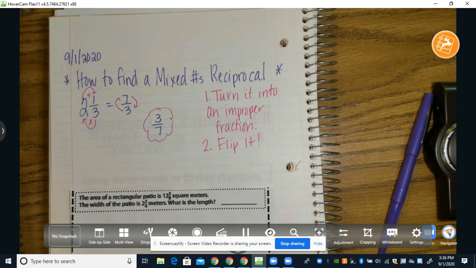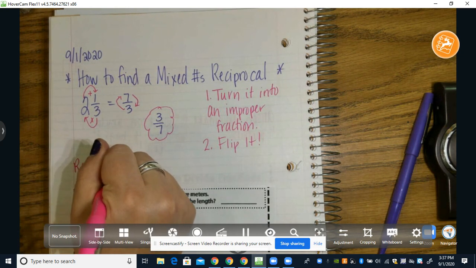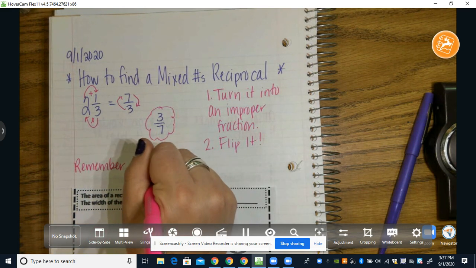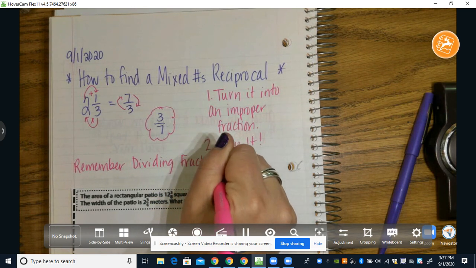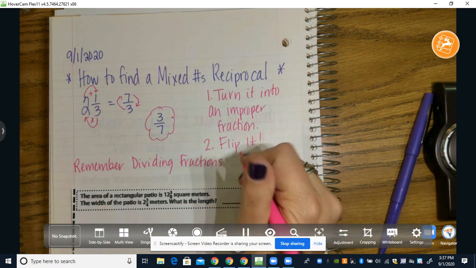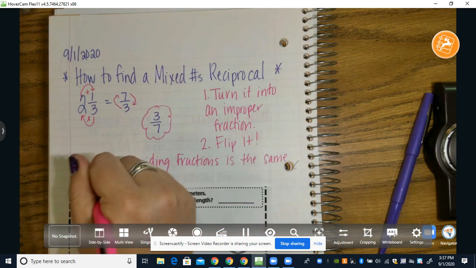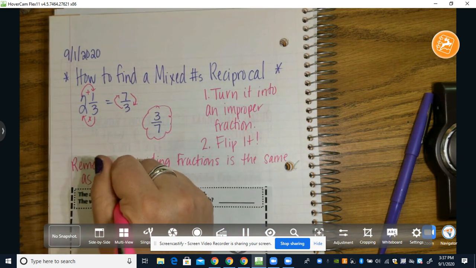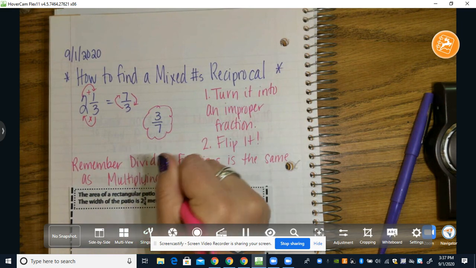So we need to know how to find a mixed number's reciprocal in order to divide fractions and mixed numbers, because remember, dividing fractions is the same as multiplying by the reciprocal. Key thing, multiplying by the reciprocal.